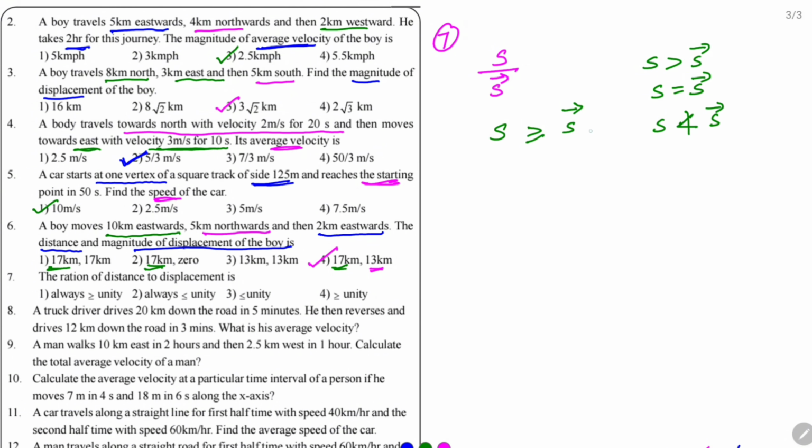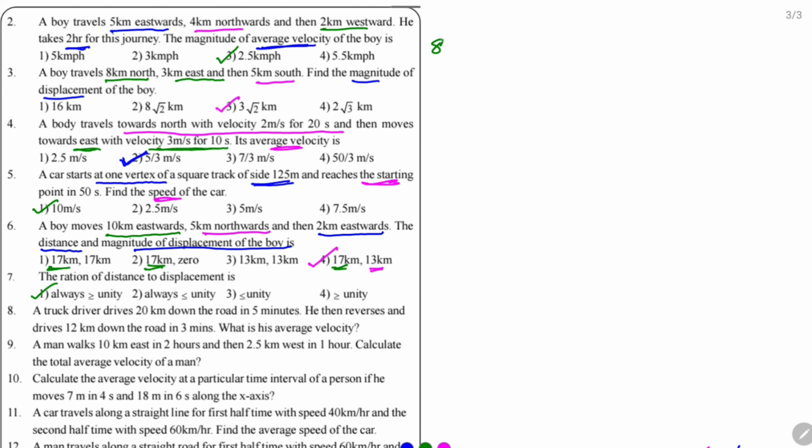So therefore this is the relation we can write from these two. Distance over displacement is greater than or equal to 1. So this ratio is always greater than or equal to 1. 1 means you can write it as unity. So the option is 1.